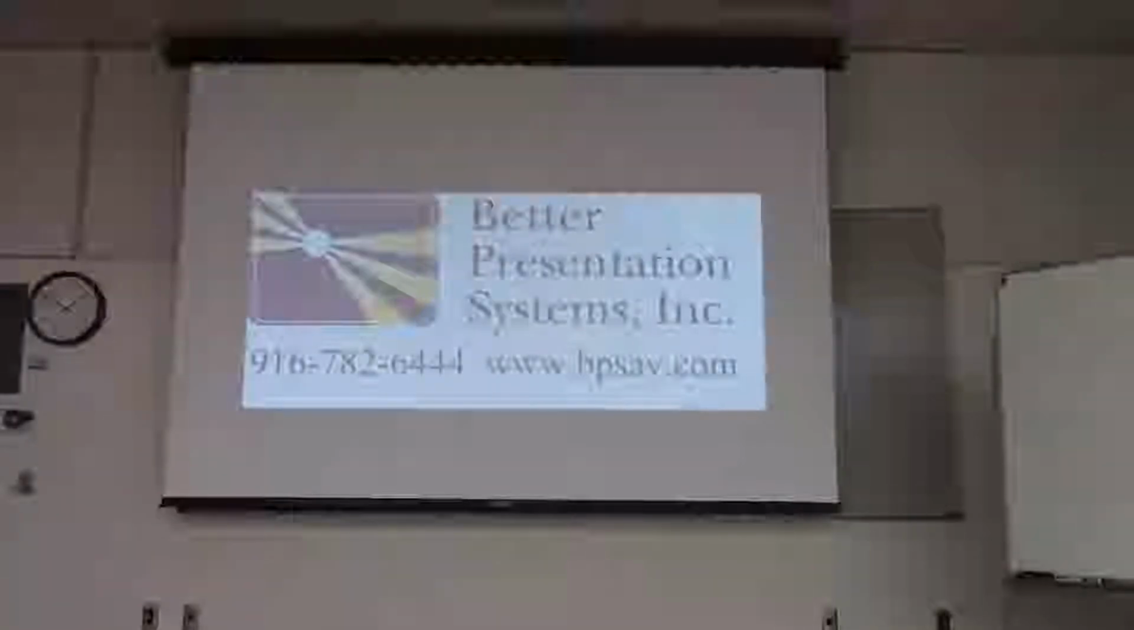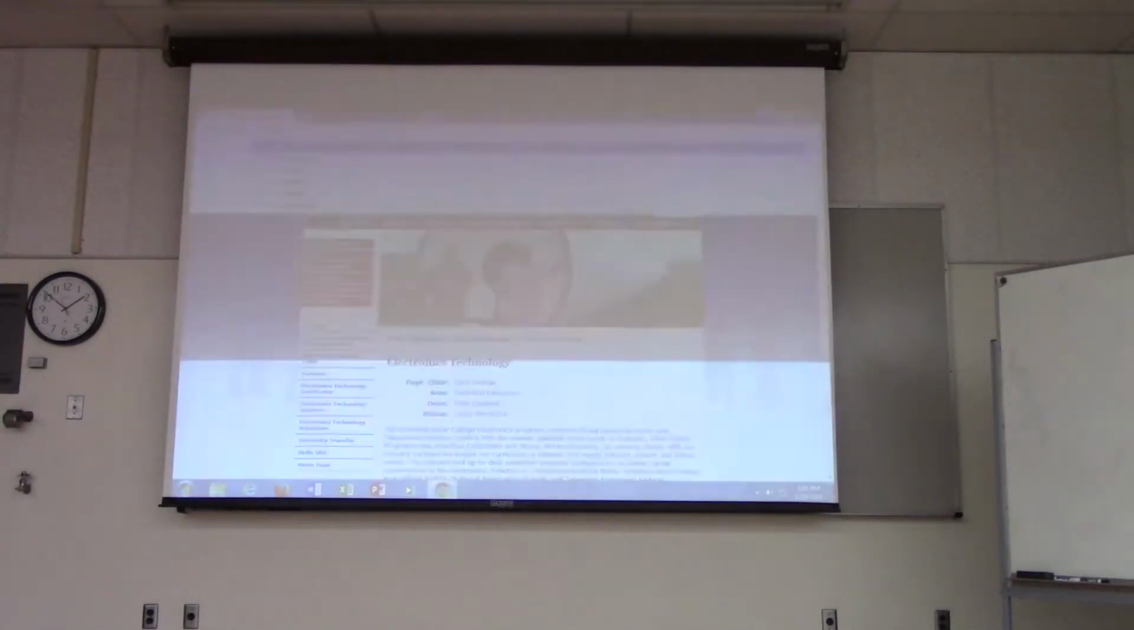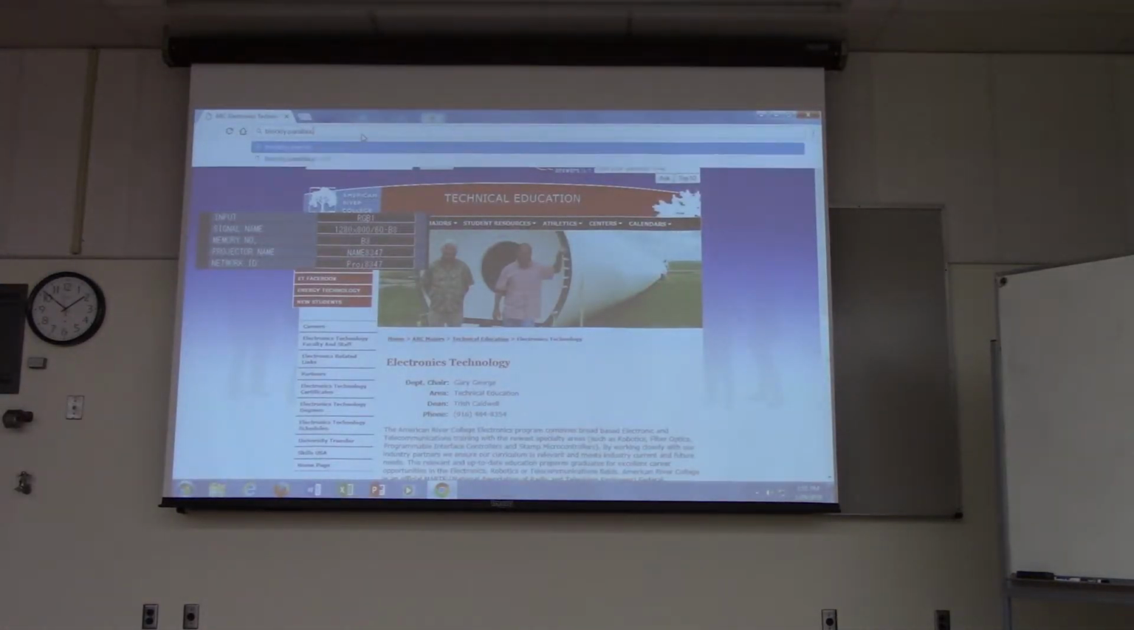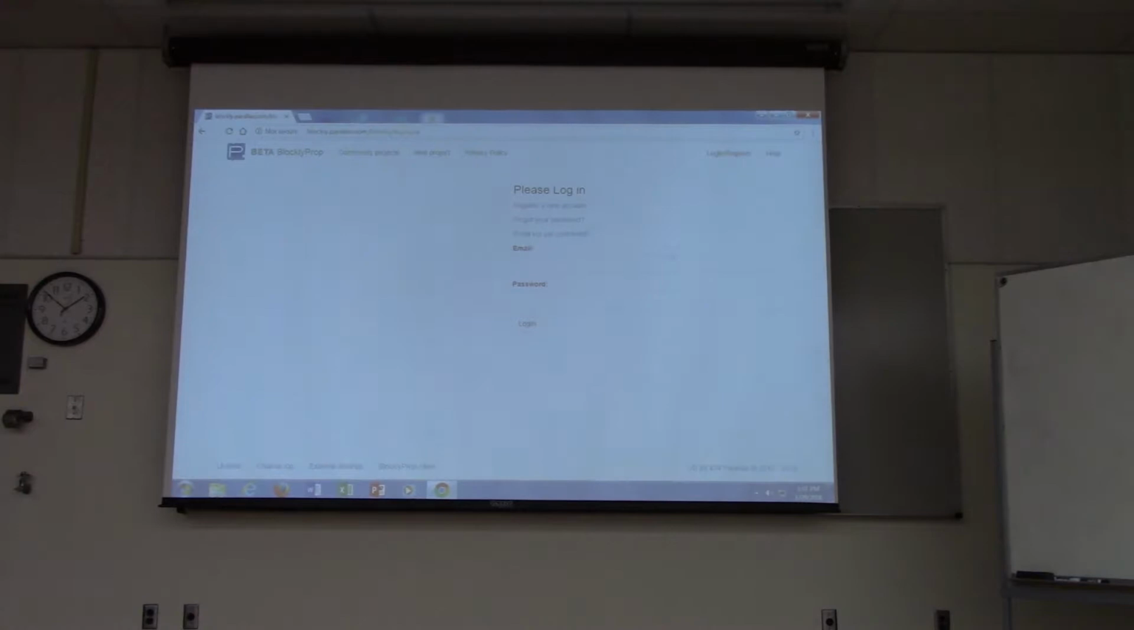So what we're going to do is go to blockly.parallax.com and we'll log in. Everybody is going to need a login, an account with Parallax, in order to program it. So you sign up, you can just give them your student email address, and then they will create an account for you. And then they will store all of your programs in one place, and you can get to them from any computer that is connected to the internet.